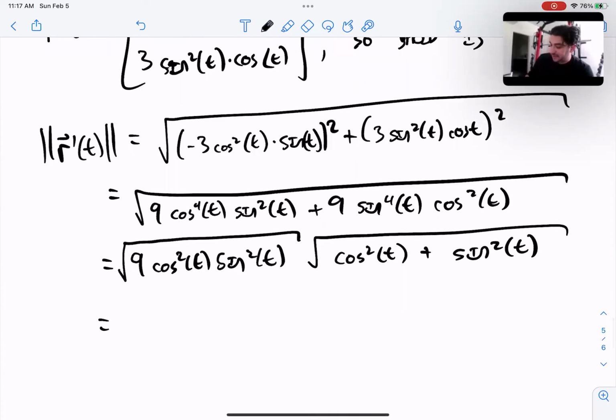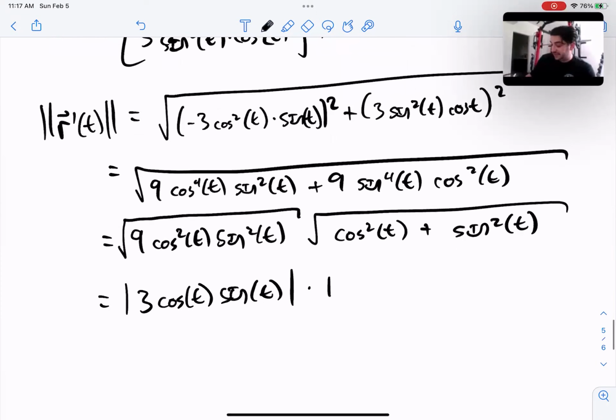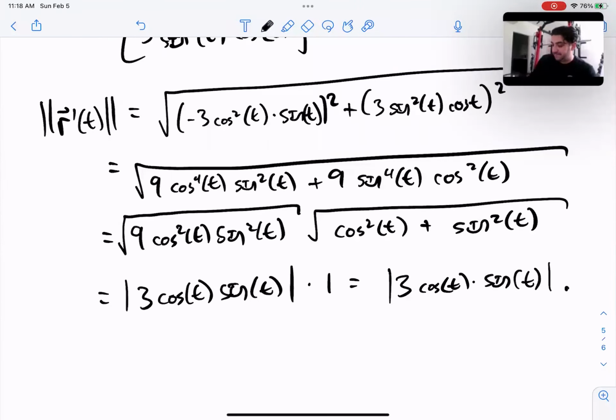Now take the square root, and what do we get? We get the absolute value of 3 cosine t sine t, and then here I have just 1. There we go. So you can see those places. It's the product of sine and cosine, so now you can see that the speed vanishes to 0 sometimes. So where is speed 0? The curve is not smooth. Where?